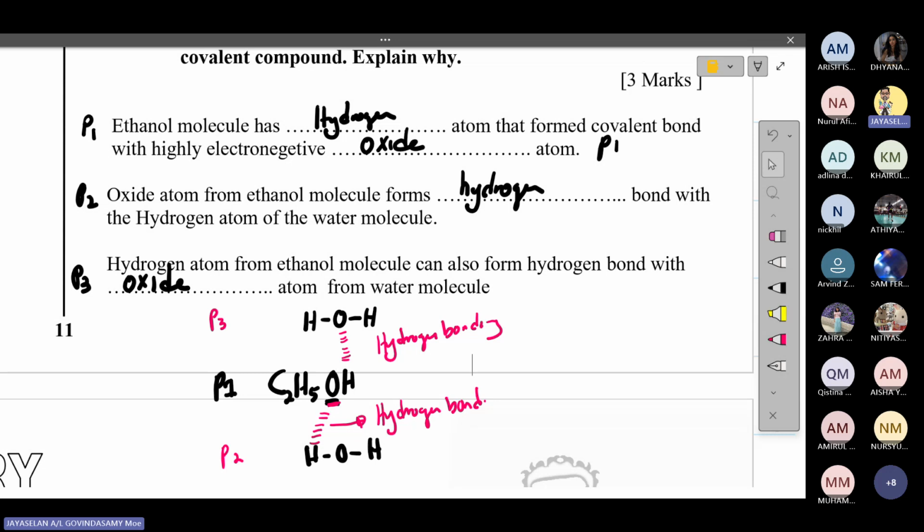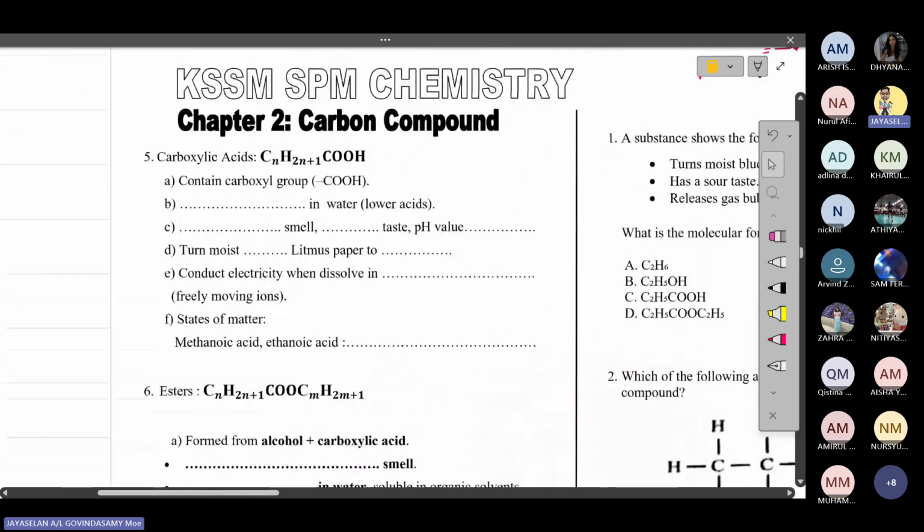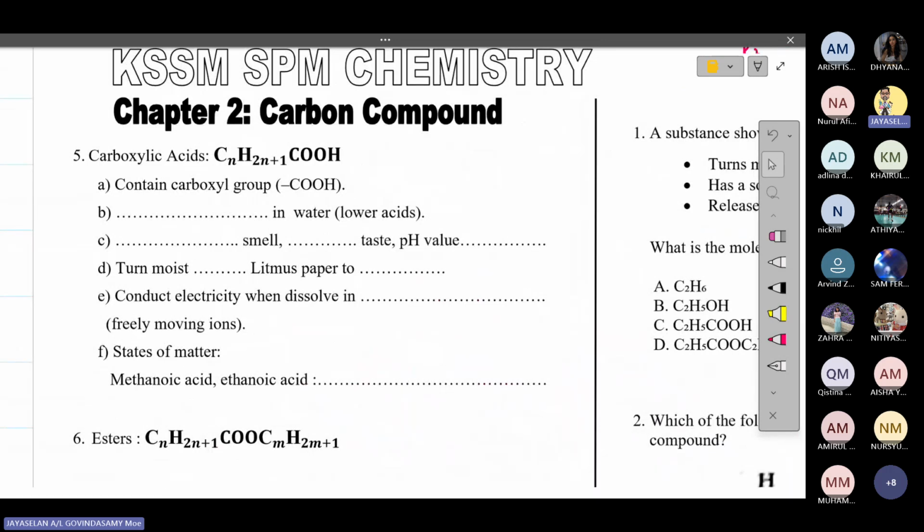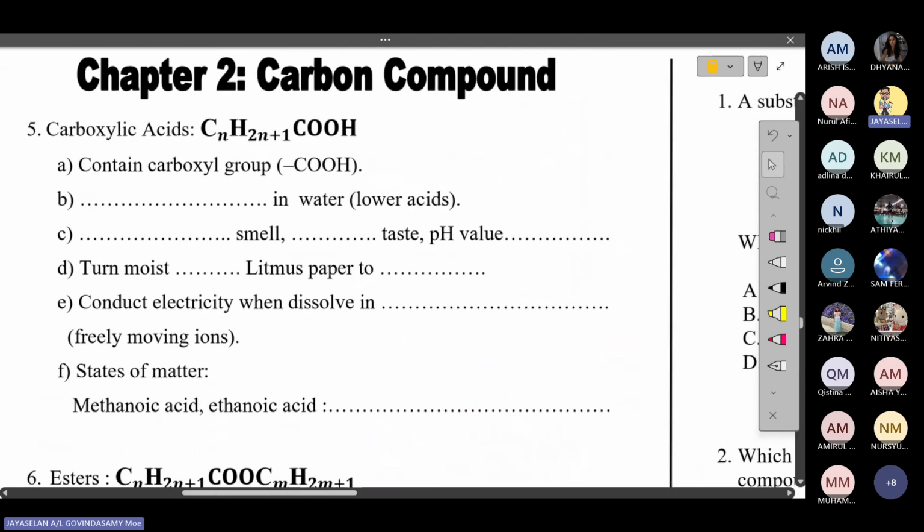Okay, done. Okay, Arwin. Oh, I can't call you Arwin, right? Arwin Zachary Steven. Okay, that's better. Now we go for carboxylic acid. Arwin, okay? All good?